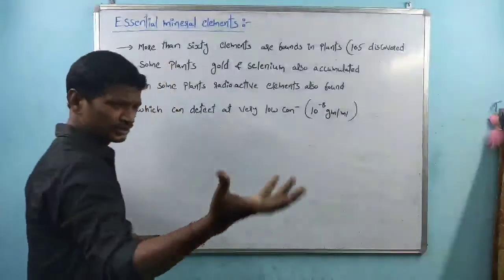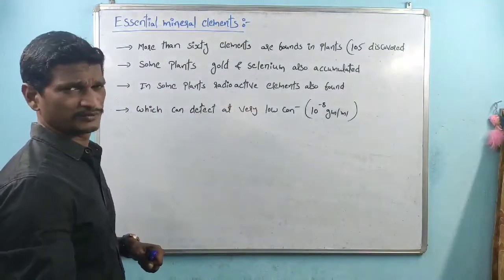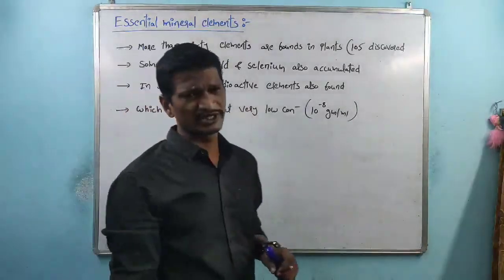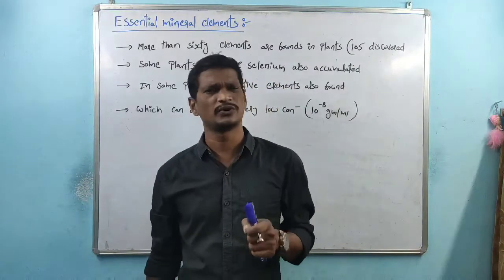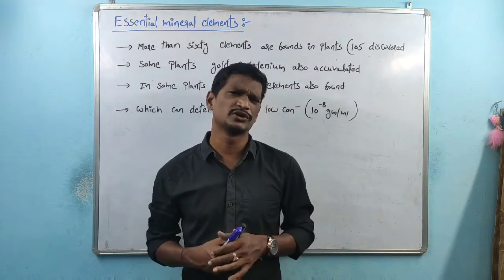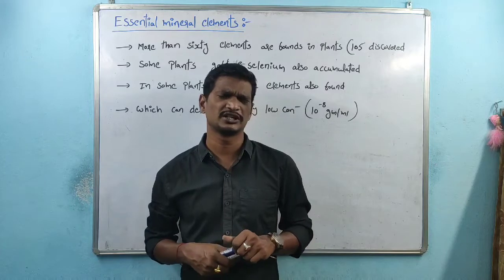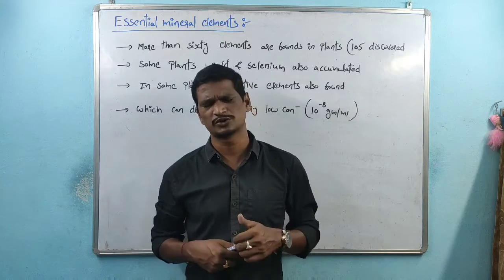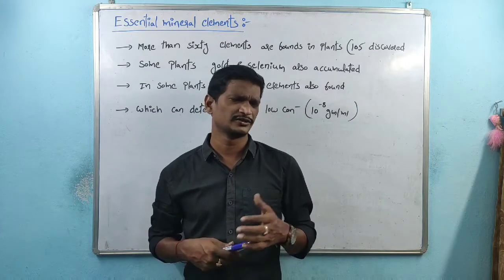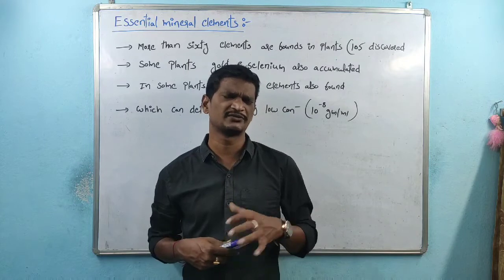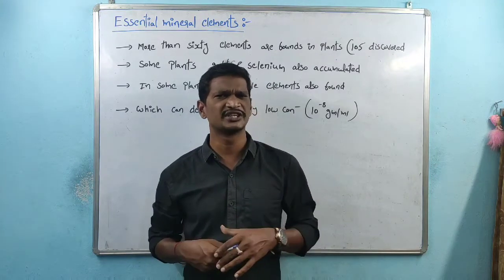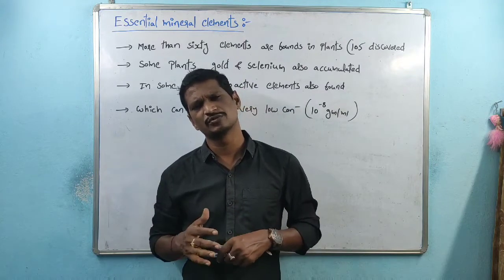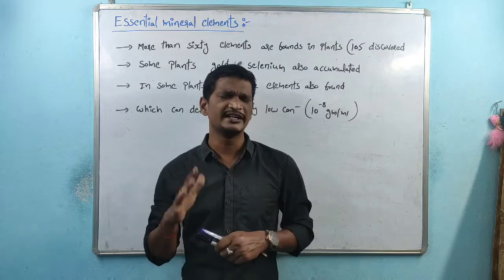All the minerals are available within the soil. More than 60 elements are found within the plants. We know different types of advanced technologies are there, such as different types of spectroscopy, like UV spectroscopy, and different types of new investigation methods. Based on those methods, more than 60 elements have been identified within the plants.